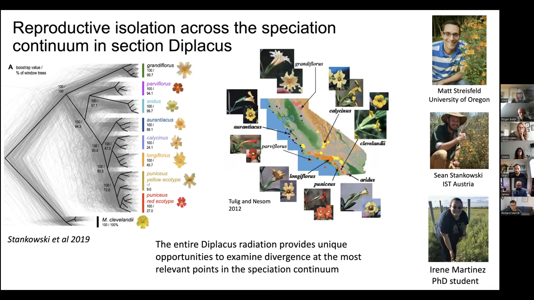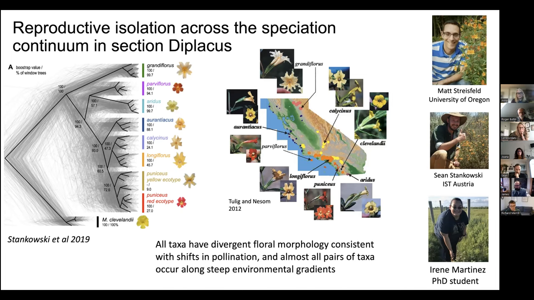This is Irene Martinez's work, who's a PhD student in the lab. All these taxa that we're working with have different floral morphology that looks like shifts in pollination. Almost all of them occur along really steep environmental gradients. What I'll point out is that this one taxon, Mimulus clevelandii, is the only one that's clearly sister to the rest of the group.